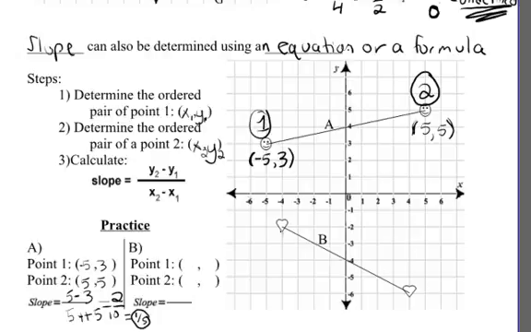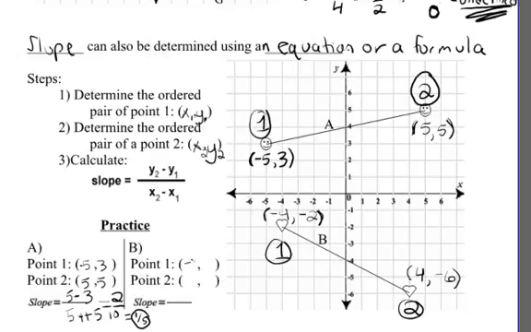Okay, let's try the second one. So, example B. Doesn't matter which one we pick as 1 and 2. We just make this one 1 and this one 2. Okay, so we have to find the ordered pair for point 1. So the x-coordinate is -4, the y-coordinate is -2. For point 2, our x-coordinate is 4, and our y-coordinate is -6.